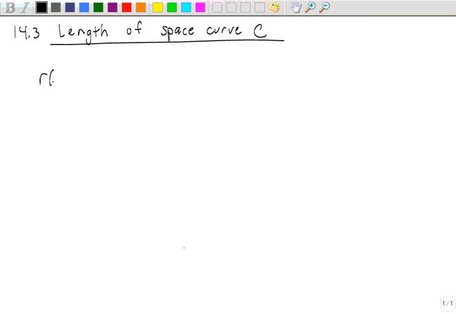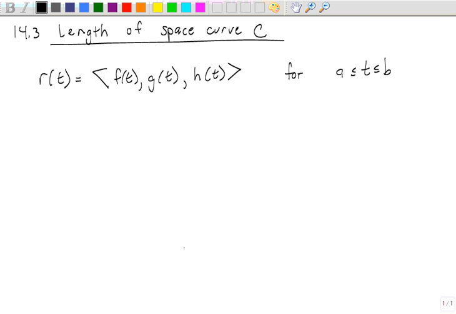All right. We've been talking about space curves, and now we'll find the length of a space curve. Let r of t be a vector-valued function, so that's f of t, g of t, h of t, or f of t i plus g of t j plus h of t k, as long as t is between a and b.